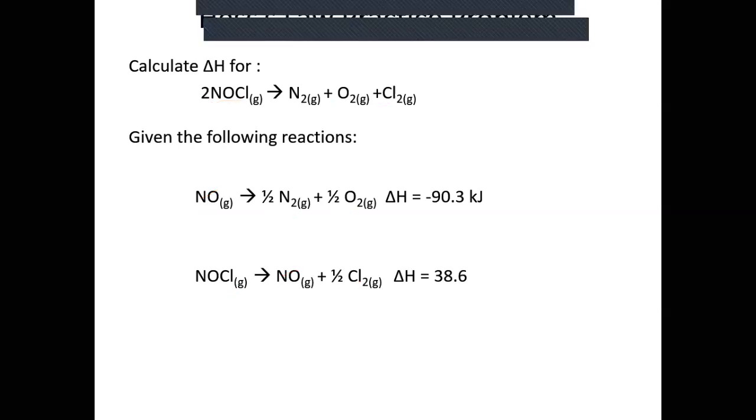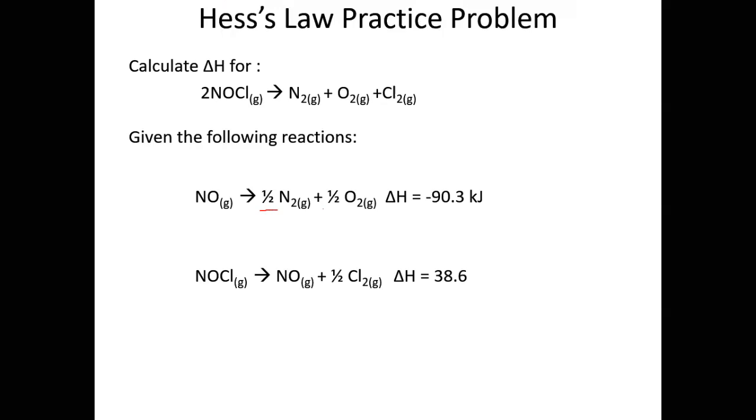What's the second step? That's right. We have to determine the correct coefficients. So here we'll notice that N2 has a coefficient of 1/2, O2 has a coefficient of 1/2. But in the equation we want, N2 has a coefficient of 1, and O2 has a coefficient of 1. So how do we turn 1/2 into 1? That's right, we multiply by 2. So the top equation we're going to multiply by 2 to convert 1/2 into 1. You have to multiply the whole thing by 2, including delta H.